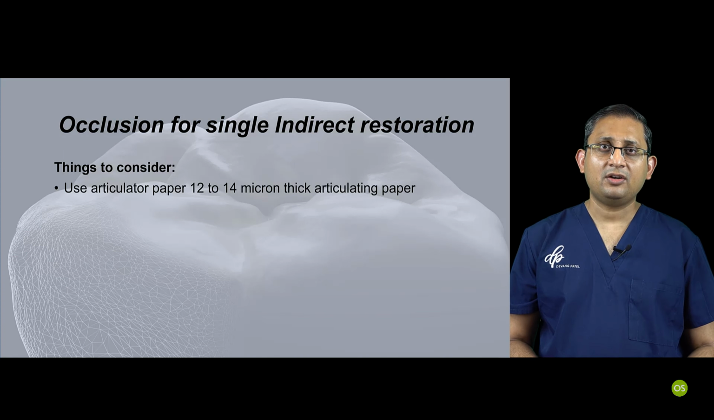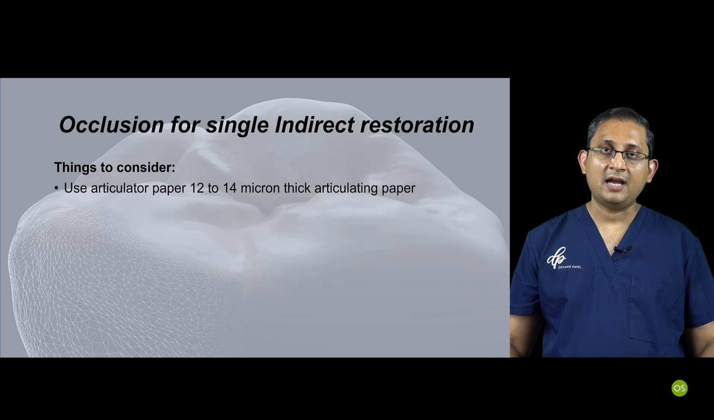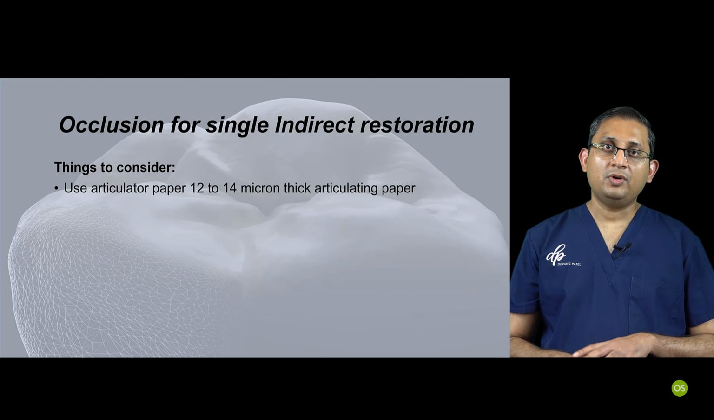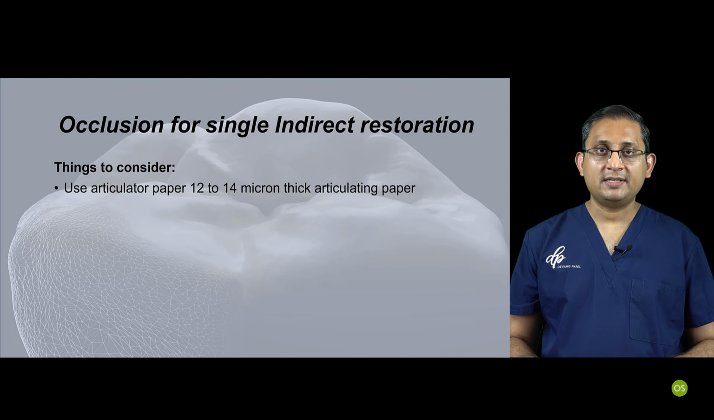So when you are checking the contacts after you finish your restoration, you want contact on your restoration. You don't want to just keep grinding the tooth until you lose all your contacts and only the teeth on either side are in contact. You want contact on your tooth and you want contact on either side of the tooth as well. So you want a distributed load. You don't want just the tooth out of contact. Otherwise, there is no point in learning about occlusion.